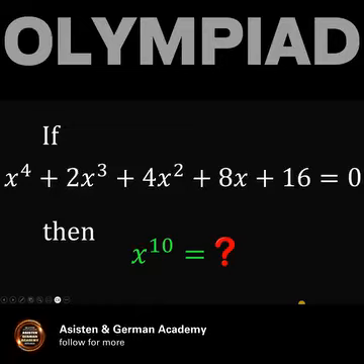For today's video, we will answer a math challenge given by one of our followers. And the question goes like this. If x to the fourth power plus 2x cubed plus 4x squared plus 8x plus 16 equals 0, then what is the numerical value of x raised to the power of 10? Now, you can pause this video if you want to give this problem a try. And now, let's answer this question together.